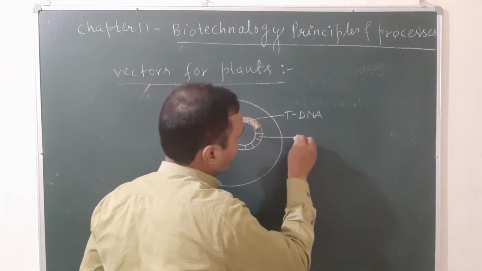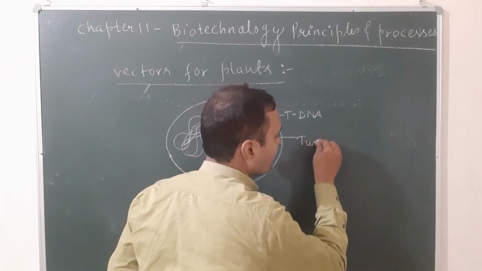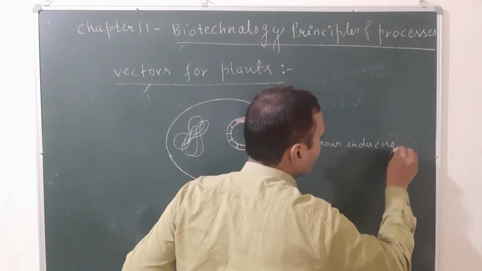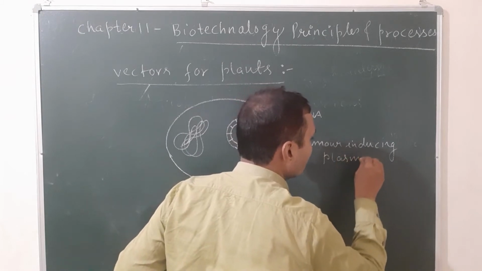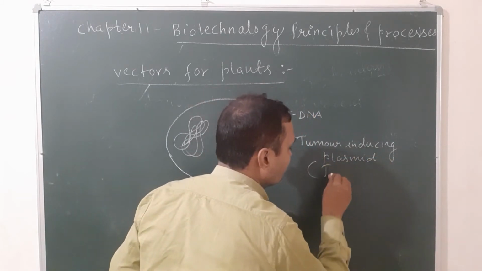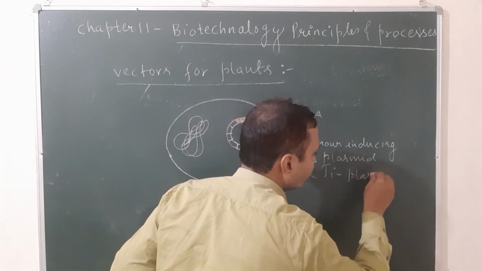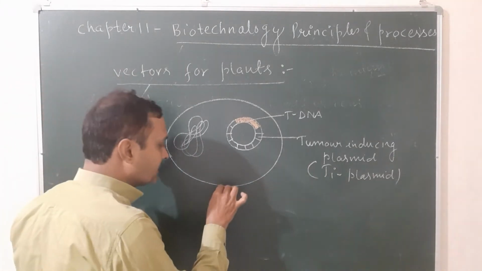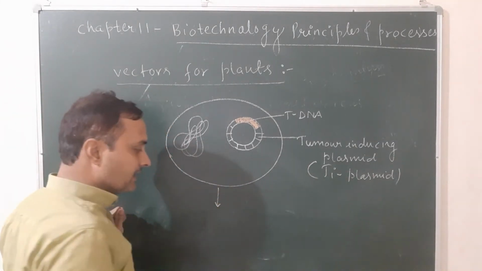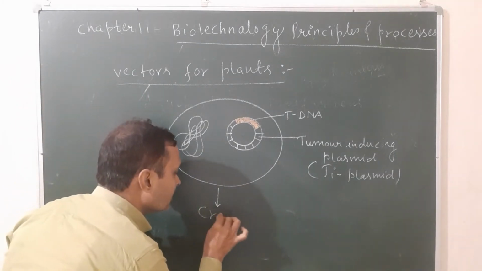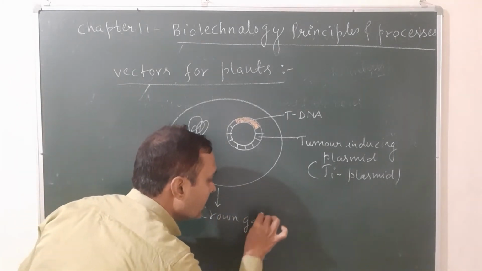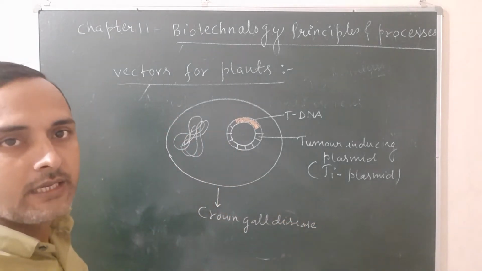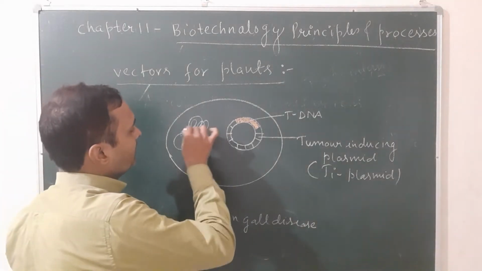This plasmid is known as the Ti-plasmid. Ti stands for tumor-inducing plasmid. Normally, when this bacterium infects certain plants, it causes the disease known as crown gall disease. It creates tumors in the plants, and the productivity of the plant is lost.